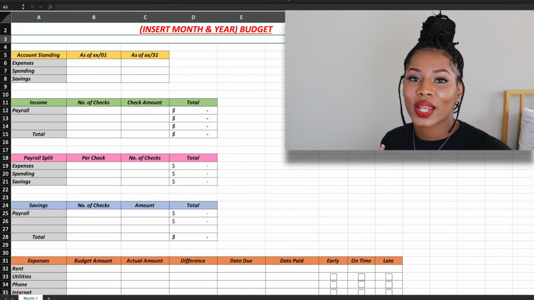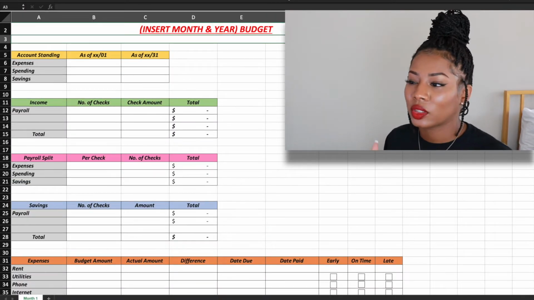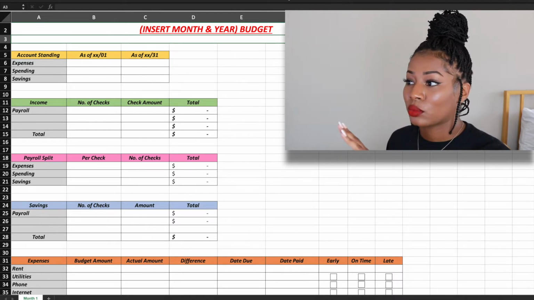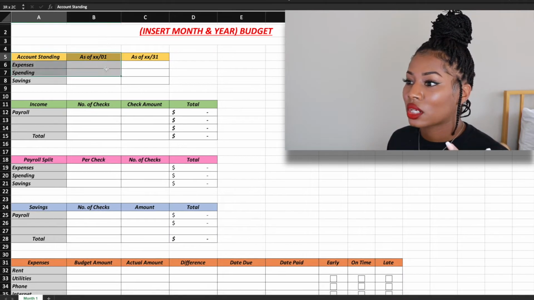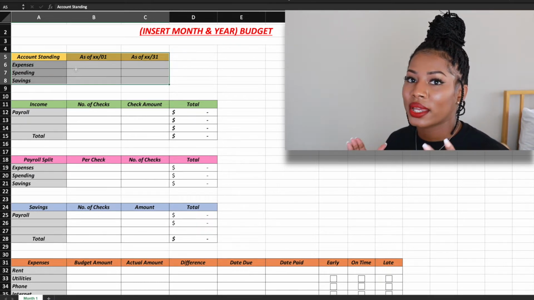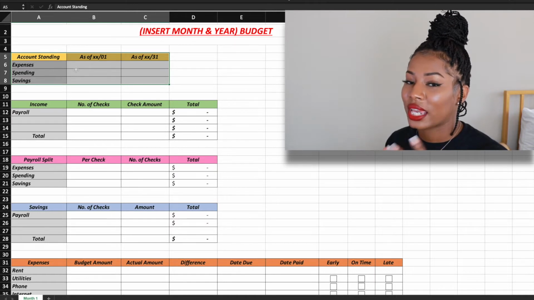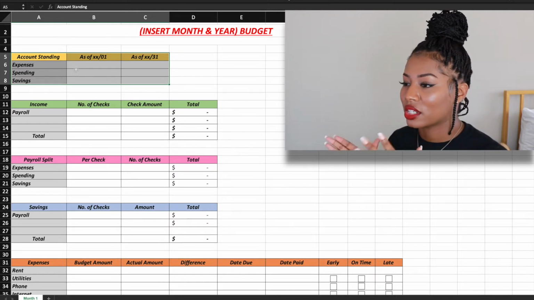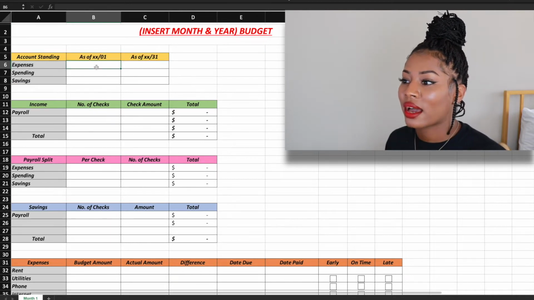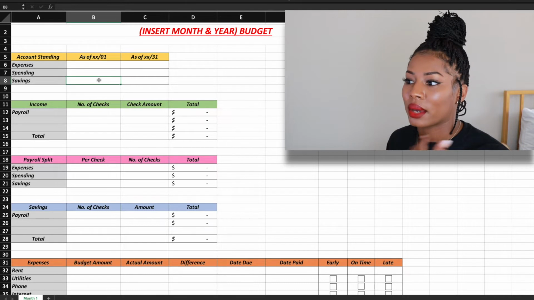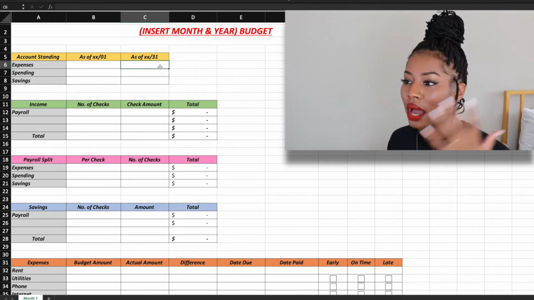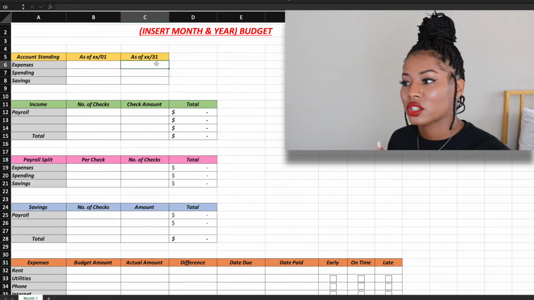So before we get into it, I do want to explain the spreadsheet a little bit, just a quick run through. Whatever month and year you're budgeting for, that's where you will put at the top. On to this section, I'm going to highlight it. The account standing is basically what is in that account the day that you're making this budget. Say for instance, you're starting to budget in the middle of the month. How much do you have in your expenses account, your spending account? How much is in your savings? End the month with this much in each account. So how much did you have at the beginning of your budget? How much did you have at the end?